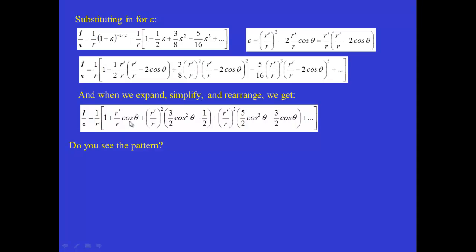Take a look. What you should notice is that each of the terms multiplying the r prime over r term is itself a Legendre polynomial. So the first term we'll call L equals 0. Well, that's P0. That's 1. That's kind of trivial. The second term has a cos theta in it. That's P sub 1. The third term, the 3/2 cos squared theta minus 1/2, that's P2. The next term has P3 in it.